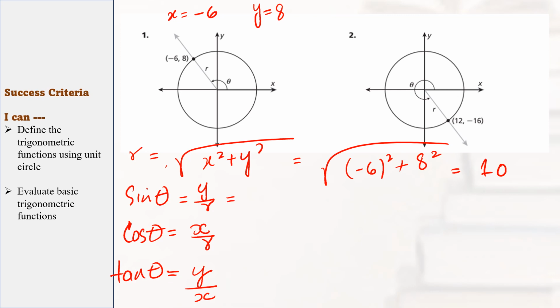Now replace the values. Y over r means 8 over 10. Cos theta, x over r, which means negative 6 over 10. Tangent theta, y over x, means 8 over negative 6. Write in the calculator to get the simplified form of the answers.